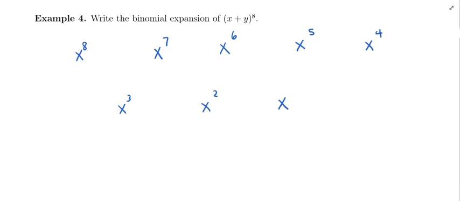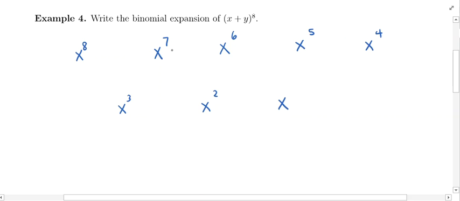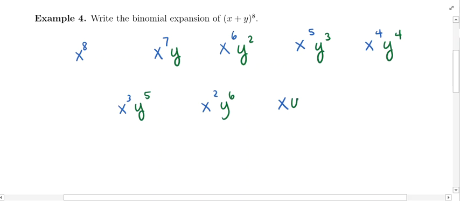Then I'm going to come back and deal with my y's. So the first term will not have a y. The y's will start in the second term, so we'll have y to the first, and then with each subsequent term, we are increasing the power on y by 1. And our last term will be y to the 8th. Then we've got to come back and deal with our binomial coefficients.